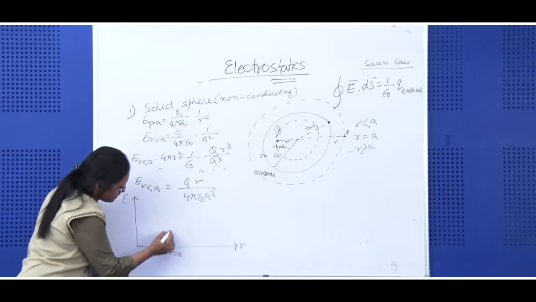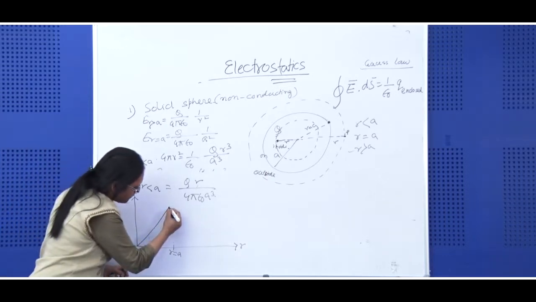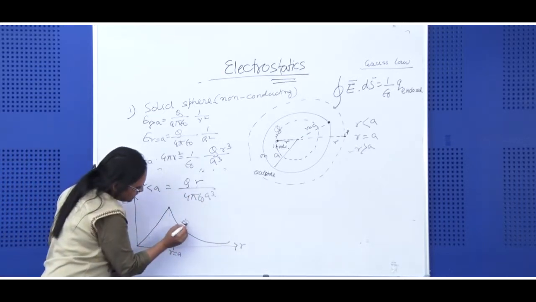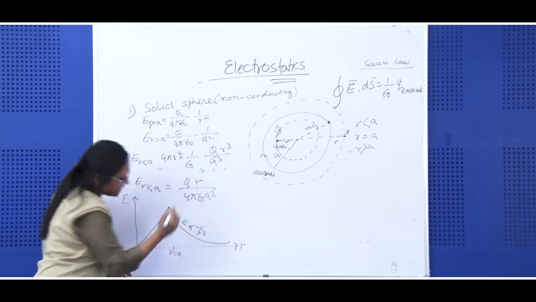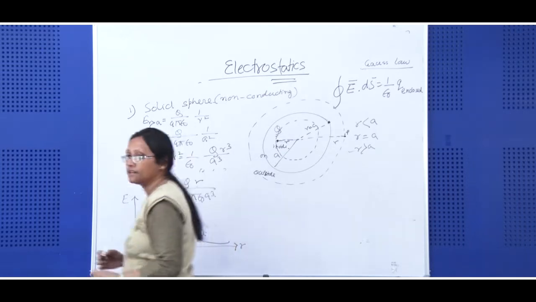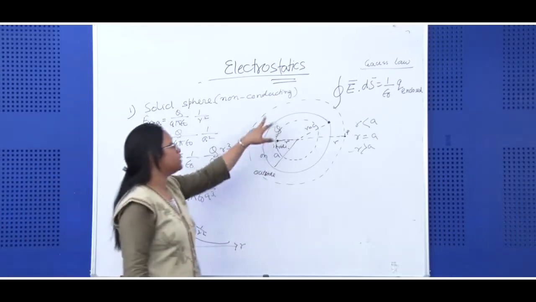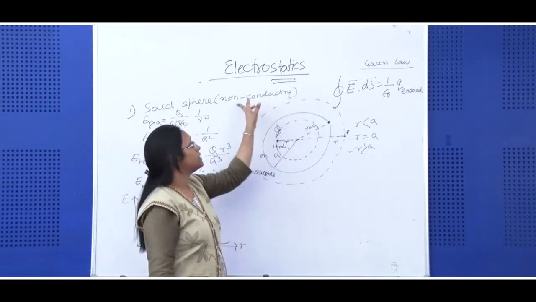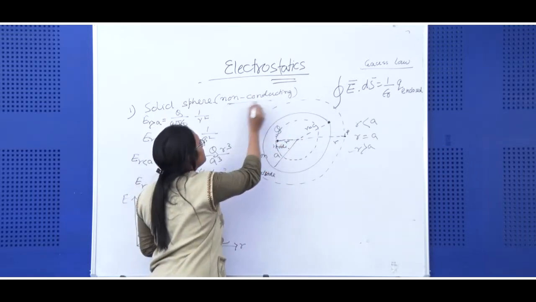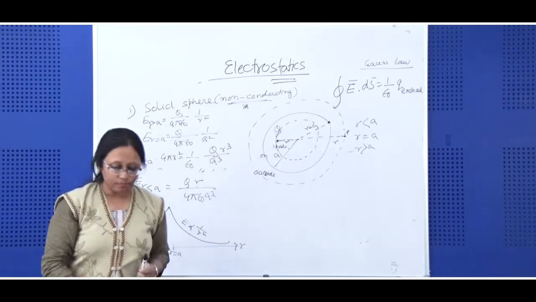That means up to r is equal to a, they are directly proportional, and above r is equal to a, it is inversely proportional. So here E is proportional to 1 by r square, and here E is directly proportional to r. This is the variation of the electric field with the distance for a uniformly distributed solid sphere that must be non-conducting, of radius a. Why am I stressing this point, non-conducting? Now we will come to this point.